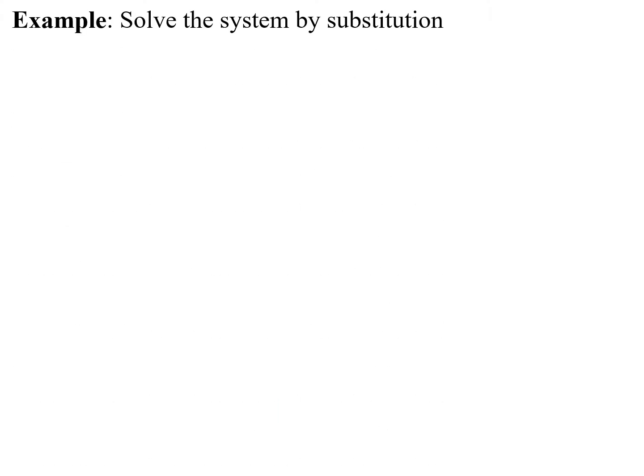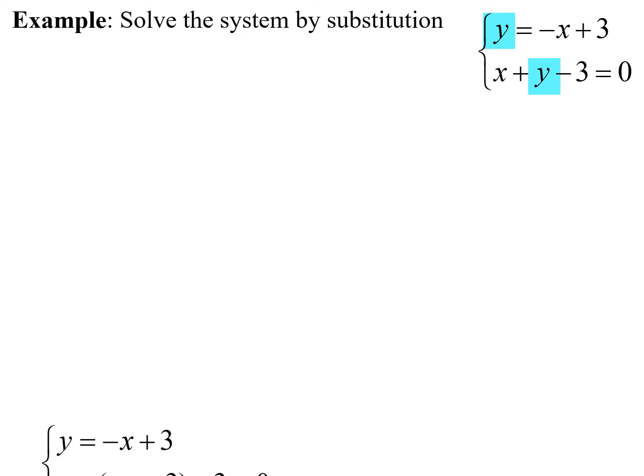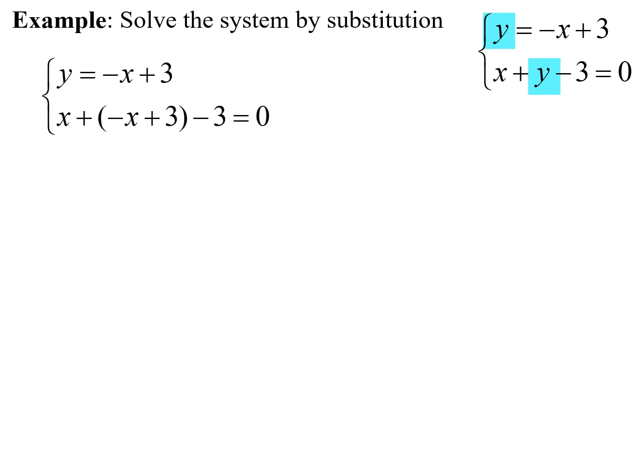All right, for our fourth example with solving a system by substitution, my first equation in the system is y equals negative x plus 3, and my second equation is x plus y minus 3 equals 0. So I'm looking to substitute a variable for a variable. So I see y equals negative x plus 3. I'm going to take the value for y, negative x plus 3, and substitute it in for y in the second equation. So for our first equation, it stays the same. Our second equation, we're taking that negative x plus 3 and putting it in the place of y.